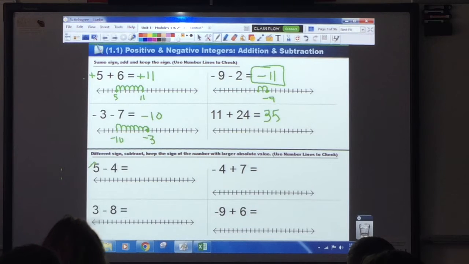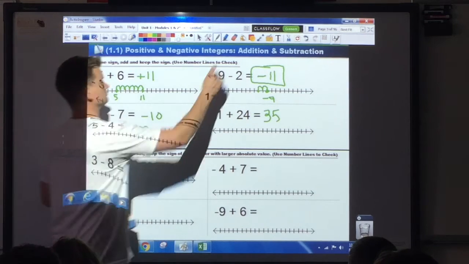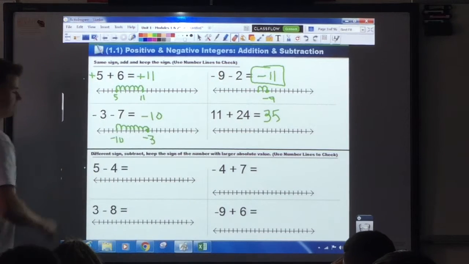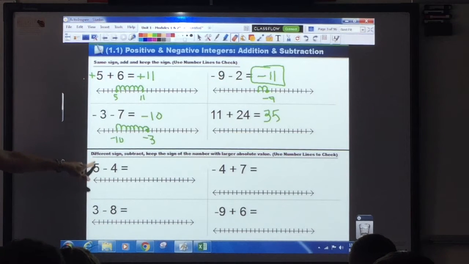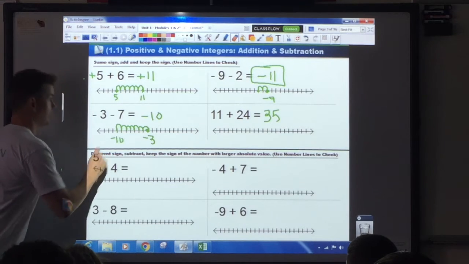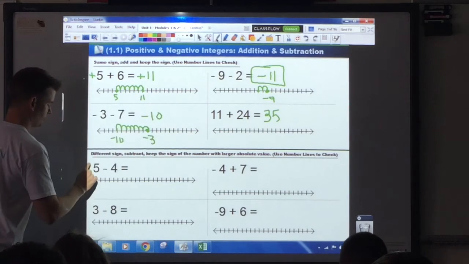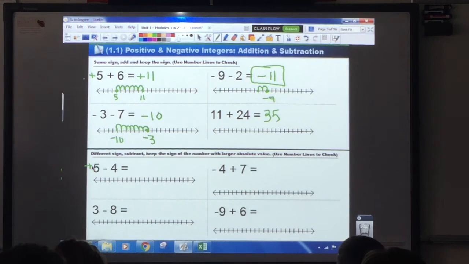Okay, so that was same sign. Add and keep. Different sign is a little different. When they have different signs, like this one, what invisible sign is next to this 5, guys? Positive. So you have a positive 5 and a -4. Once again, this problem's pretty straightforward. It's pretty easy. You've been doing something like this since elementary school. You have a positive 5. From that, you take away 4. What are you left with?